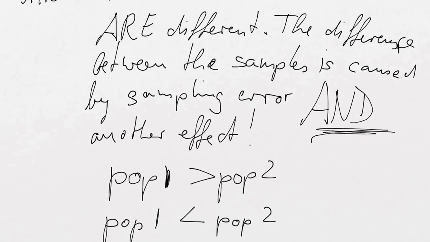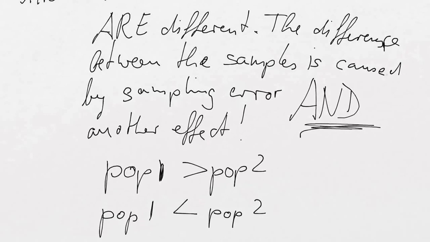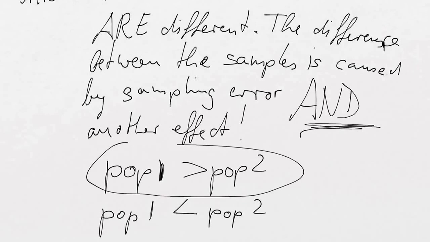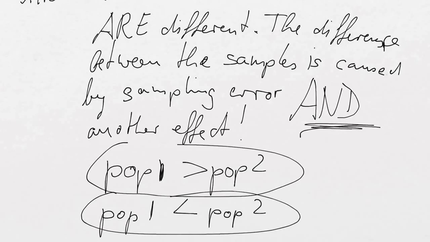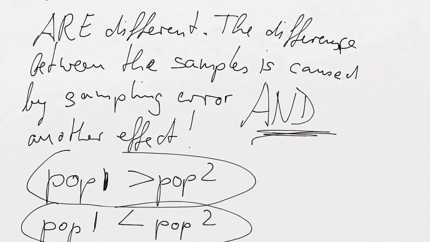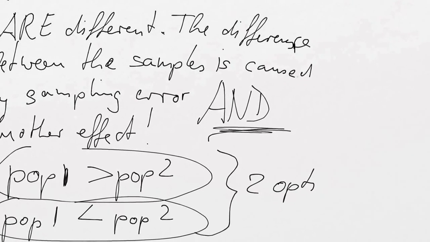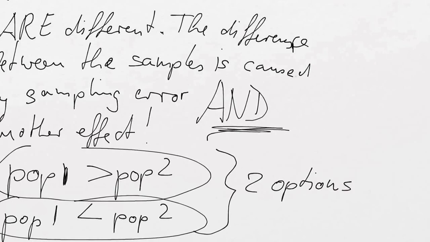Sorry about that. Anyway, with this alternative hypothesis, it could mean population 1 is larger than population 2, or population 1 is smaller than population 2. All we have committed ourselves to saying is there is a difference between them. So I have basically two options here. Two options. And I want you to remember this 2 here.